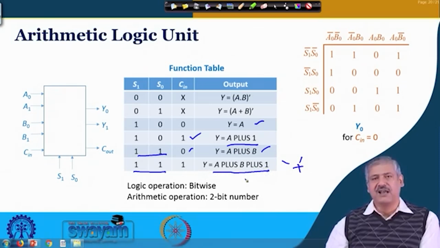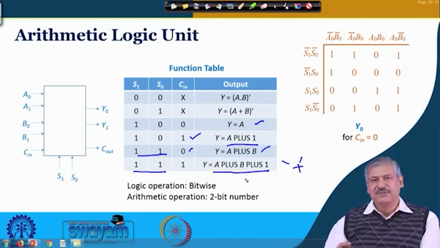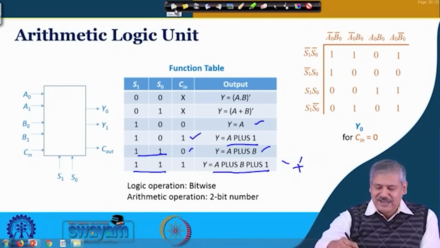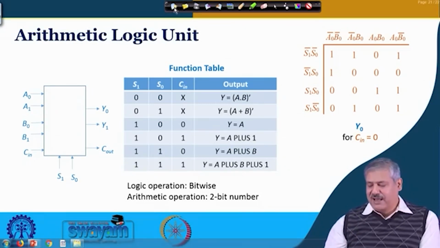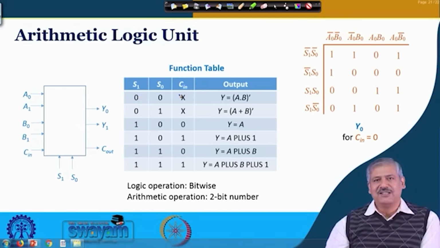So, that means it includes the carry in. Basically what you are doing is a full adder, full addition. So, this is what we are doing, is it okay? Now, how to develop the circuit for this? We can see it is basically a 5 variable problem. So, S1, S0 and C in are there.